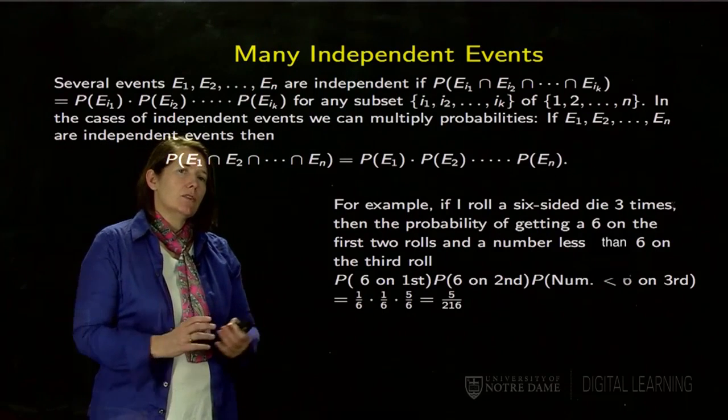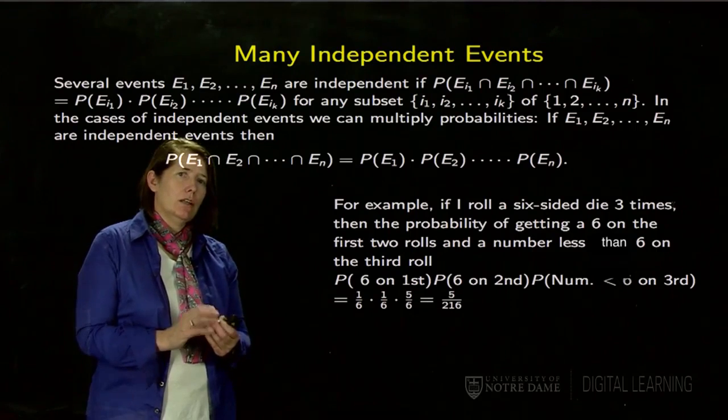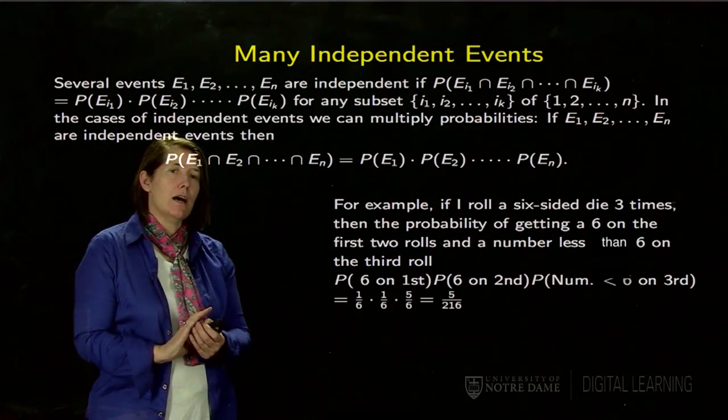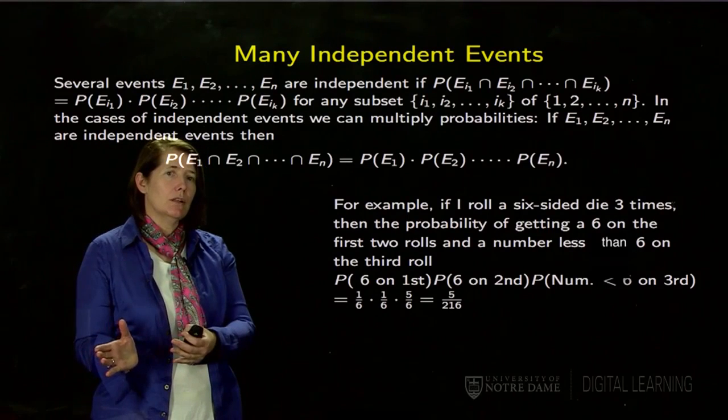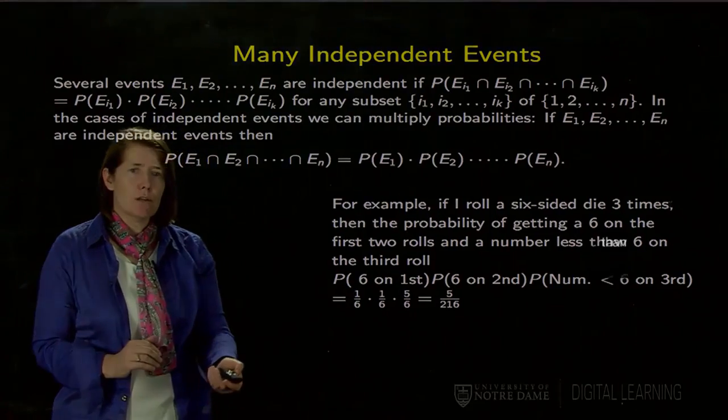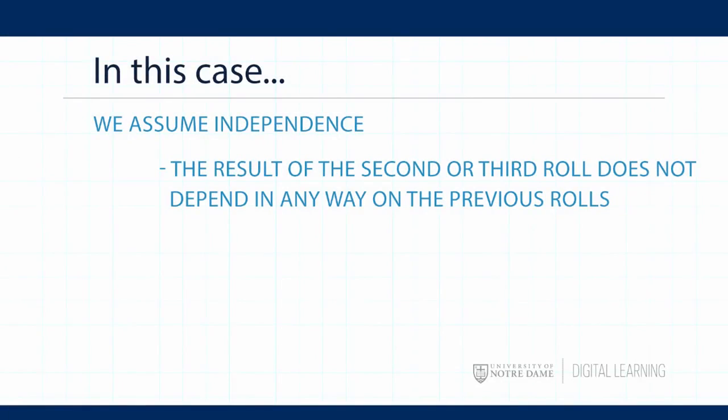So independence is a double-edged sword. Here I'm assuming independence and applying the formula. In the previous example, I was checking independence by checking the formula. In this case, we're assuming the independence and we're applying the resulting formula.